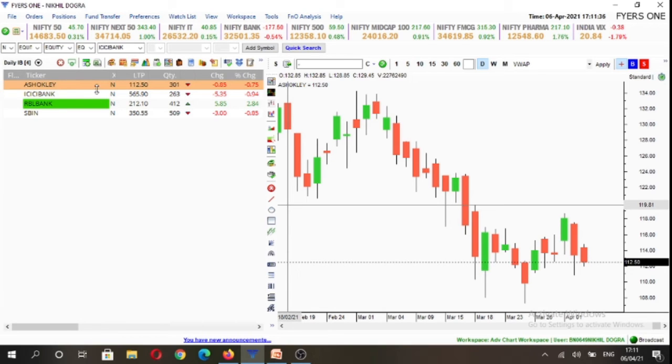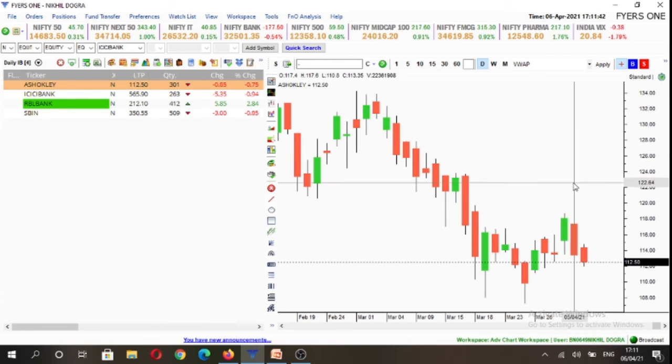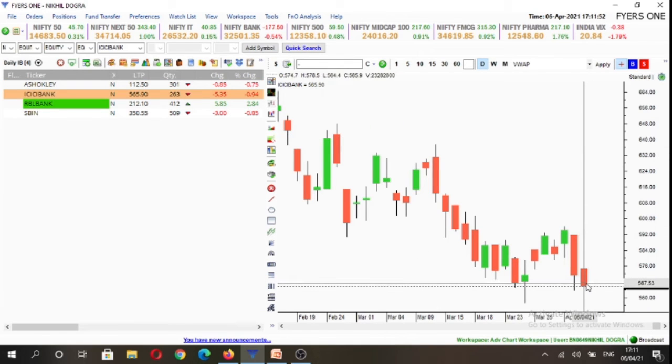The stocks that we have chosen are Ashok Leyland, ICICI Bank, RBL Bank and State Bank of India. In Ashok Leyland, we look for selling opportunity below 112 or buying opportunity above 114.9. Second stock is ICICI Bank. We look for selling opportunity below 564.3 or buying opportunity above 578.6.